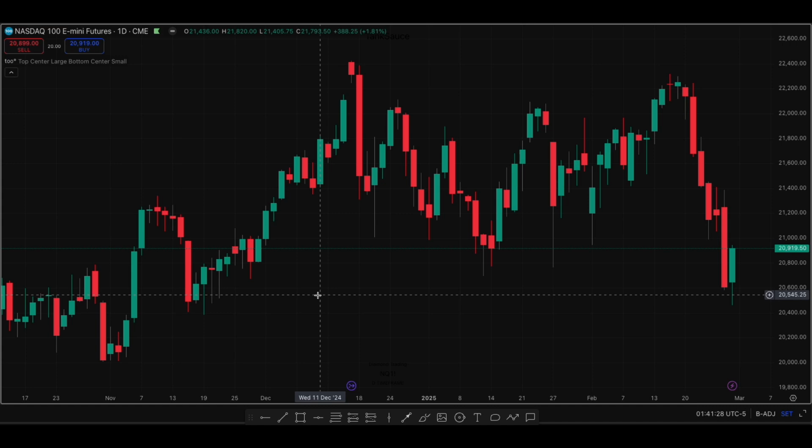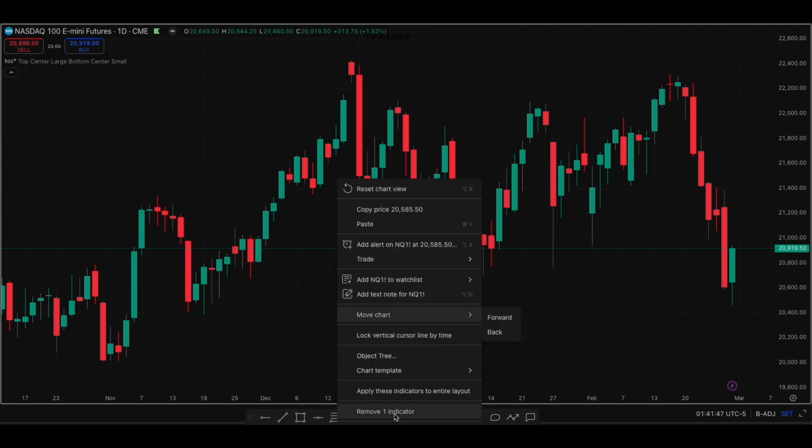When you create your TradingView account, you're going to get blank charts that look like this, with green candles, which represent price moving upwards, and red candles that represent price moving downwards.